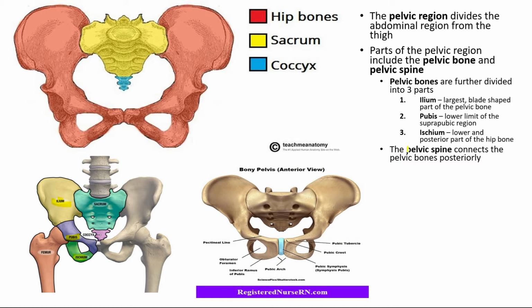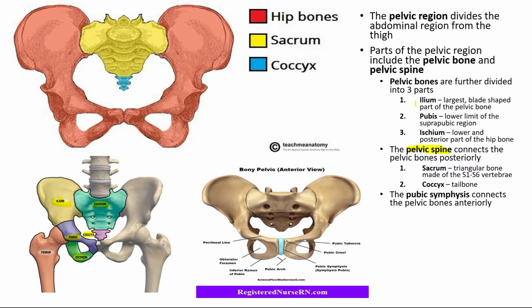The pelvic spine is what's going to connect the two pelvic bones posteriorly. And this is going to consist of the sacrum, which is this sort of triangular shaped bone made up of the S1 to S6 vertebrae, as well as the coccyx, which is going to be your tailbone. The anterior connection between the two pelvic bones is going to be the pubic symphysis or the symphysis pubis.